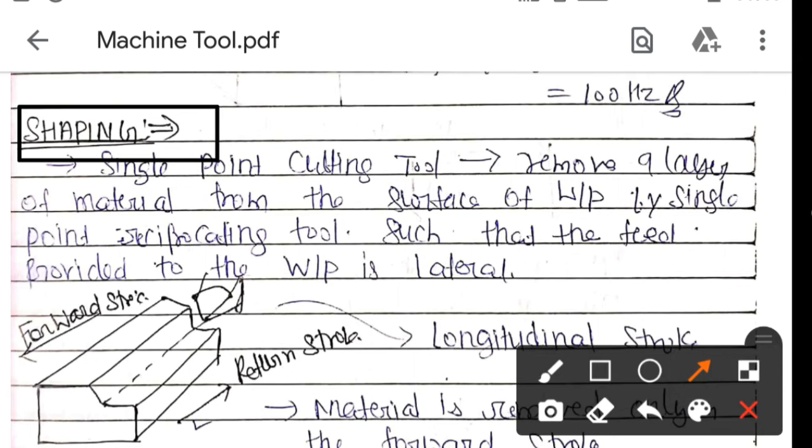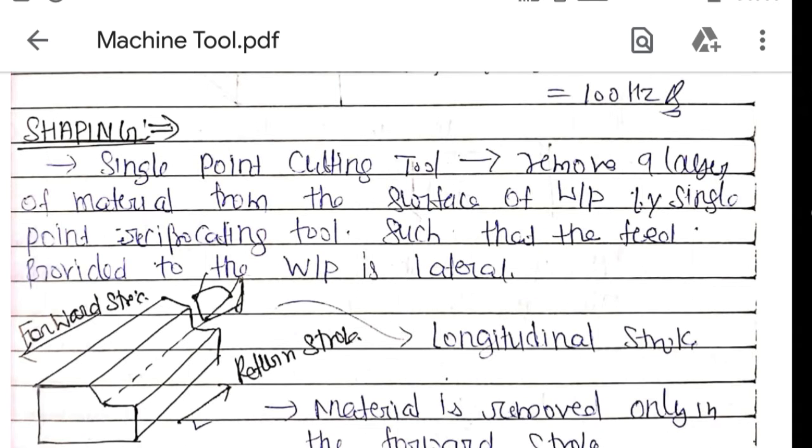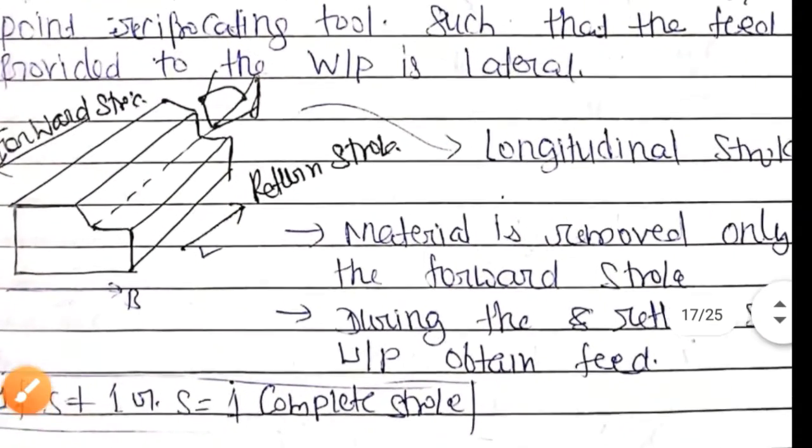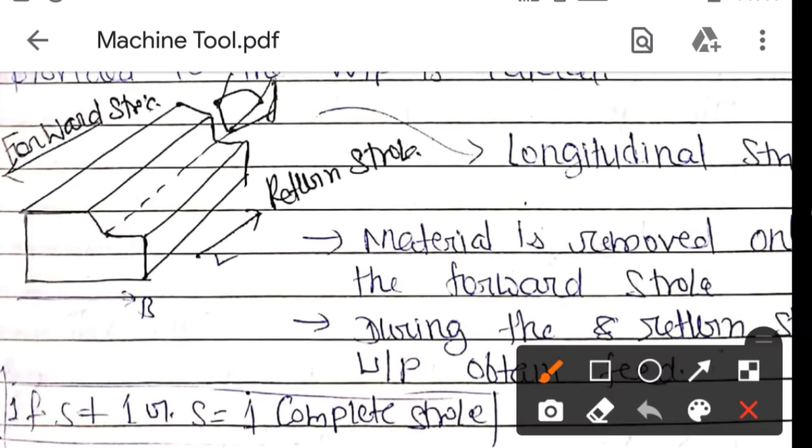Shaping uses a single point cutting tool which removes a layer of material from the surface of the workpiece by reciprocating the tool, and the feed provided to the workpiece is in the lateral direction. So the feed will be in the lateral direction. This is the workpiece over here and this is the single point cutting tool.